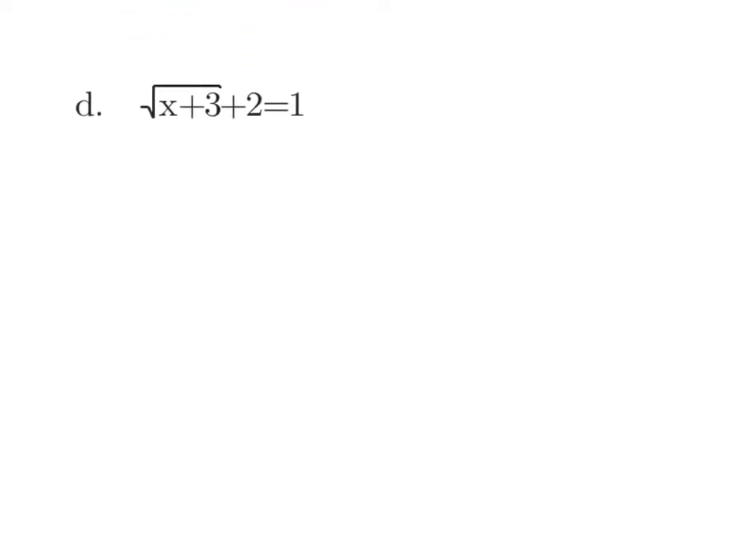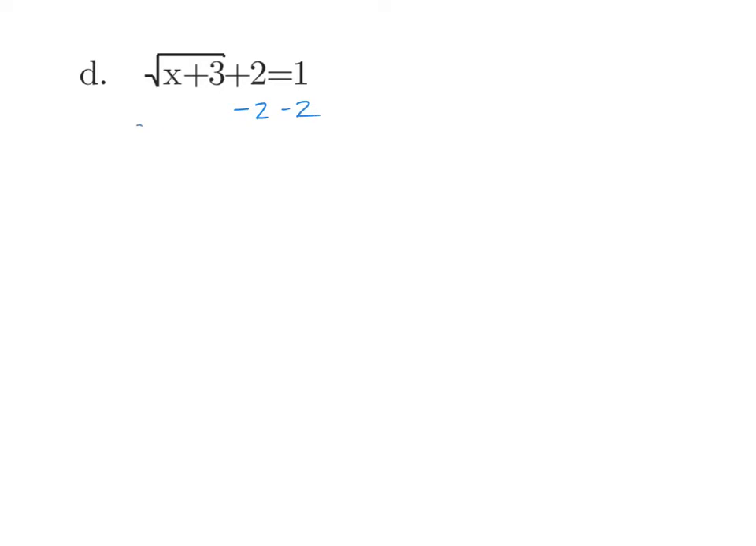All right, last one. First thing we want to do is isolate our radical. So we're going to subtract 2 from both sides. We get the square root of x plus 3 equals -1.